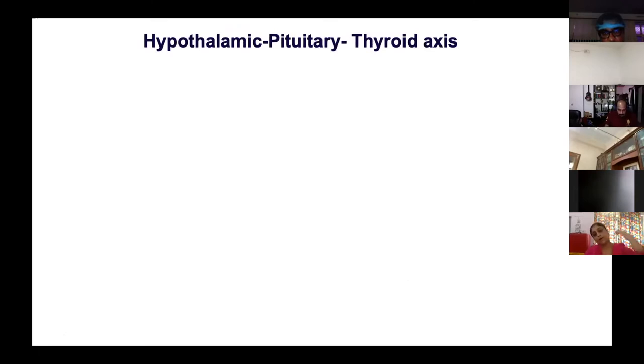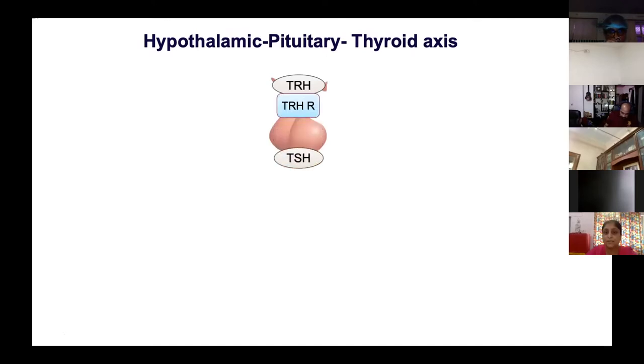Now, a bit about the hypothalamic pituitary thyroid axis. What happens actually is that from the hypothalamus, it's the thyrotropin releasing hormone which acts on the receptor and stimulates the anterior pituitary to stimulate the production of TSH. Now what this TSH does is it stimulates the thyroid gland, acting on the TSH receptors present on the thyroid gland, and it stimulates the production of thyroxine, that is T4.